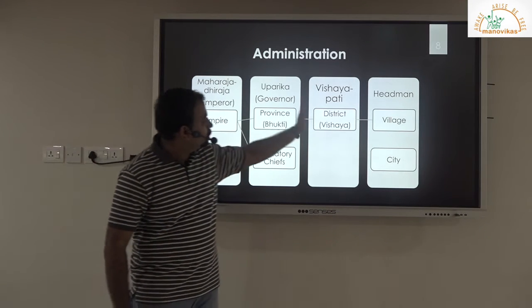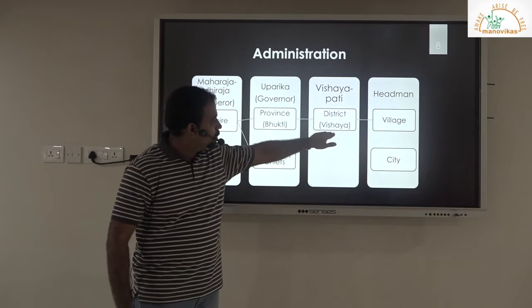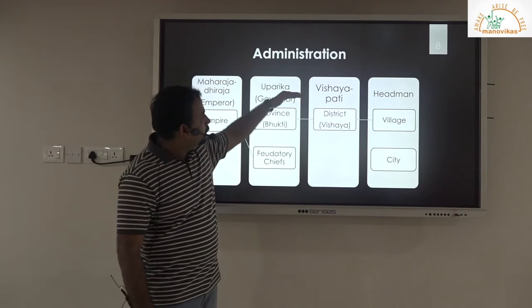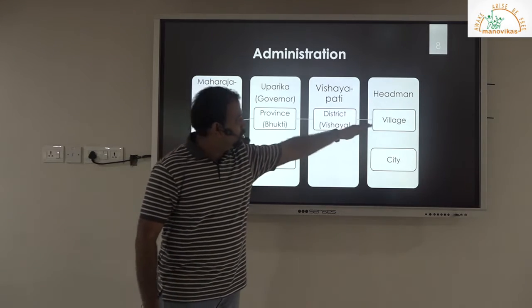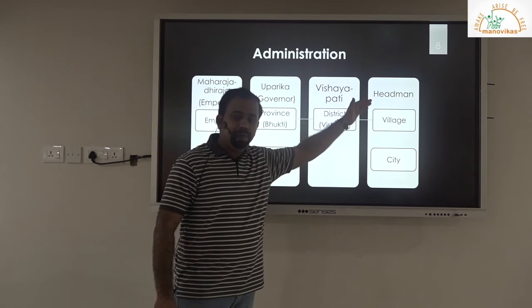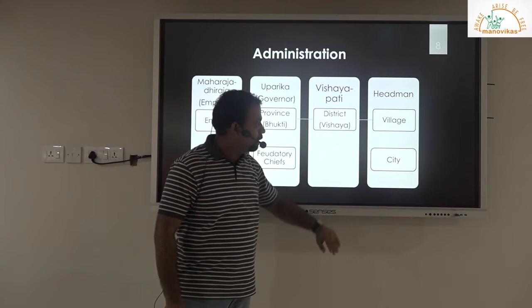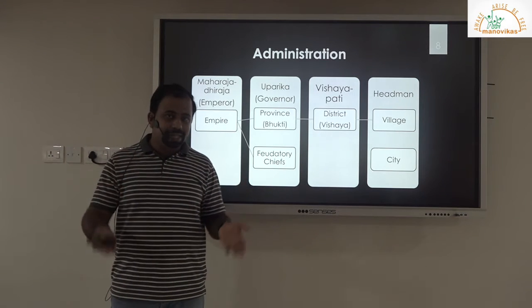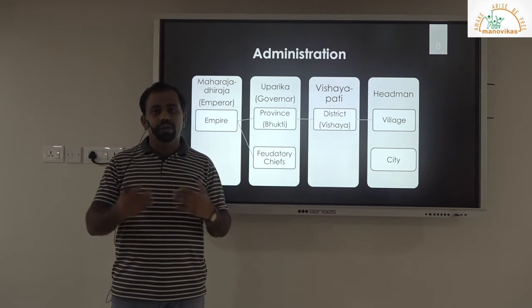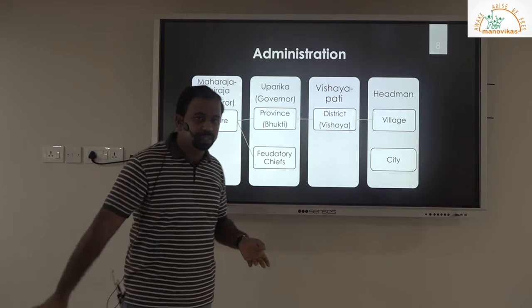Now these provinces were further divided into districts. Districts were called Vishaya, and the person in charge of a district was called Vishayapati. The lowest unit was the village, headed by probably the Sarpanch or the headman. Different entities, cities, were also there, which were governed by their local authorities.